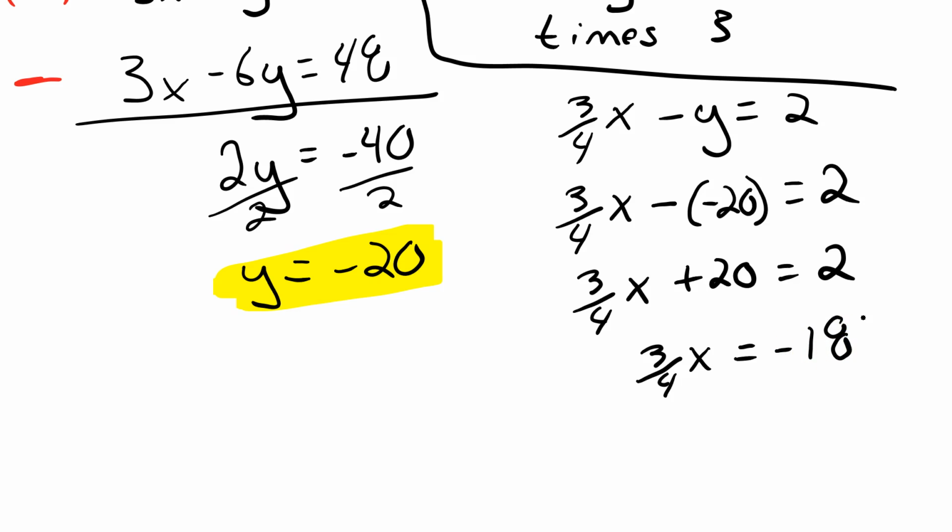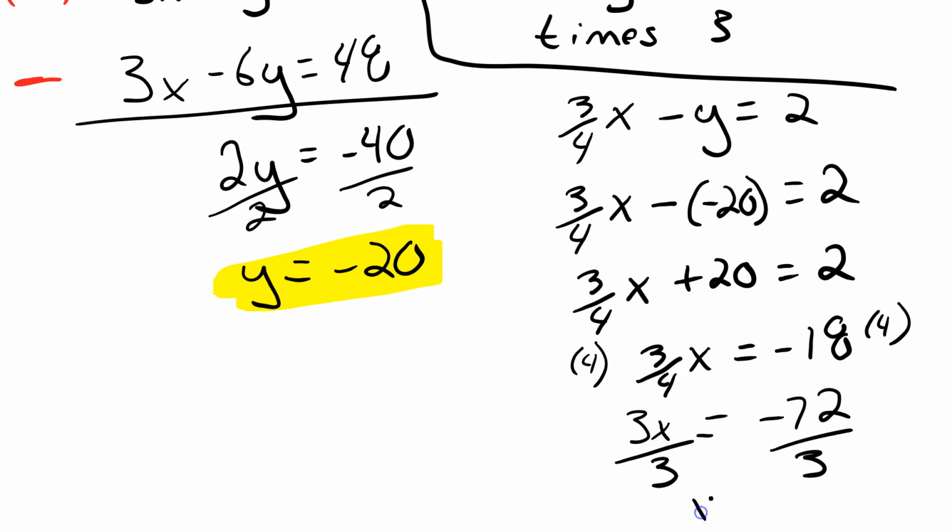Now I got a fraction here. So there's a couple ways I can deal with this. The first thing I'm going to do is I'm going to get rid of the division by 4. So I'm going to times everything by 4. Times 4 and times 4. That 4 and that 4 cancel. 3x equals negative 18 times 4 is negative 72. Divide by 3. Divide by 3. And my x equals negative 72 divided by 3 is negative 24. And I found my x version of it.